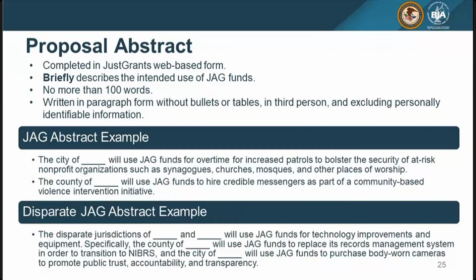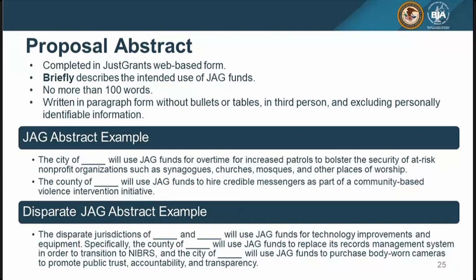The first item on the list that is to be completed in JustGrants is the proposal abstract. This is to be completed in the JustGrants web-based form. We'd like a very brief description of how JAG funds will be used, and to please exclude any personally identifiable information, or PII. So we have a list here of some examples for direct applicants and for those in a disparate group. So let's take a look at them.